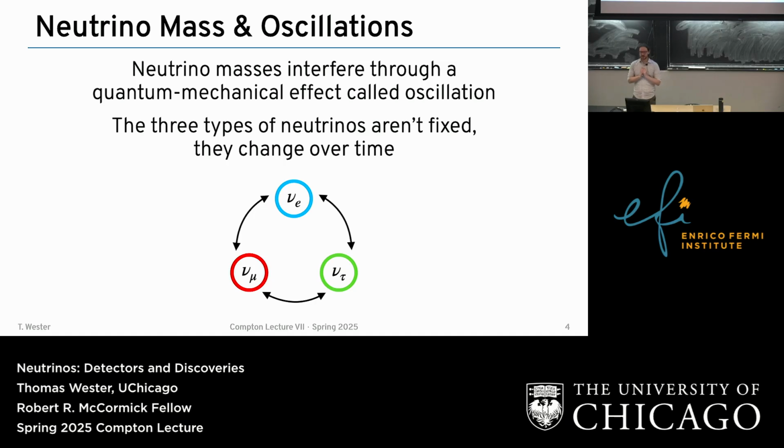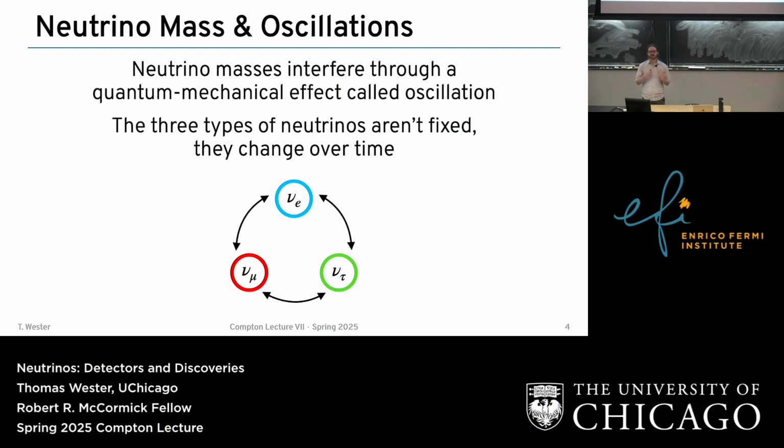Okay, so another interesting feature of neutrinos, and probably the one that scientists have spent the most time trying to figure out, is all about neutrino mass and how that influences this phenomenon called oscillations. As we talked about in previous lectures, neutrinos are a superposition of different masses, and those masses interfere through a quantum mechanical effect that causes the flavor of the neutrino to change over time.